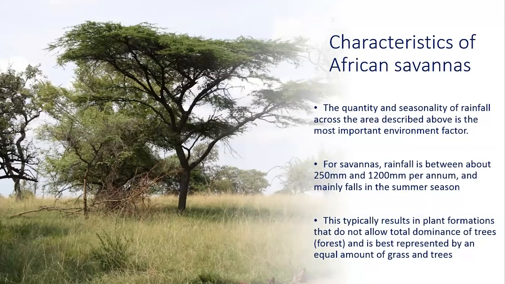And remember that biomes were classified largely on the structure of vegetation. So those climatic conditions typically form plant formations that do not allow total dominance of trees, that is the forest, and is best represented by an equal amount of grass and trees. So in the picture here, we've got a typical moist savanna with trees and grass, and none of them dominate, roughly an equal amount of biomass in the tree component and in the grass component. And of course, the canopy is not closed. So these trees are separated, at least a canopy apart. So it's rather like an open woodland dominated by trees and grass.